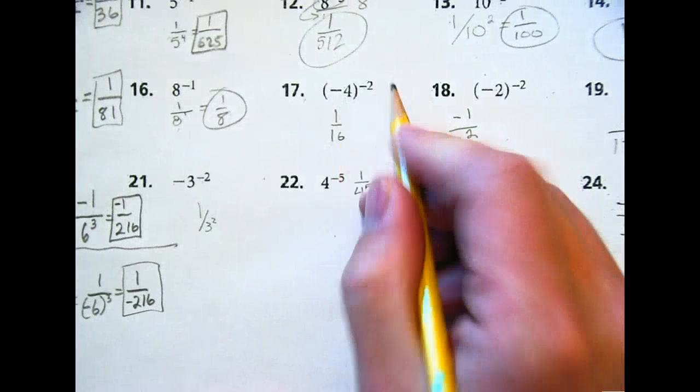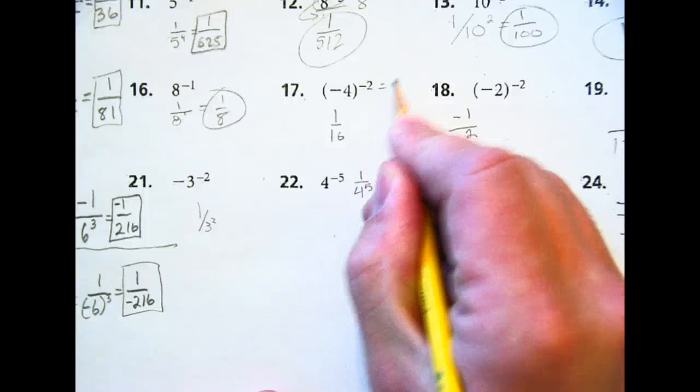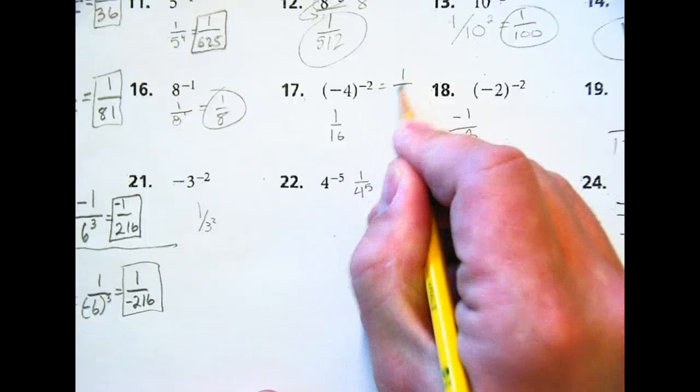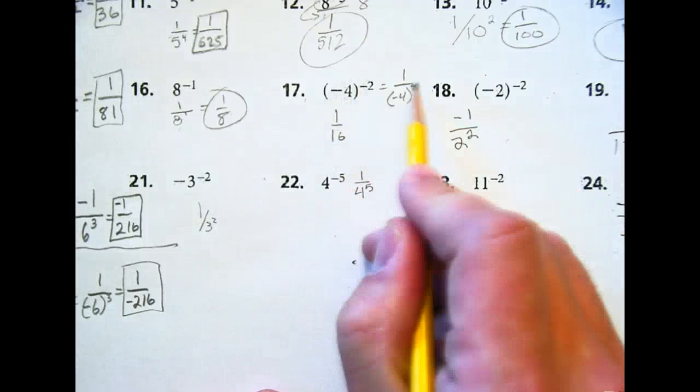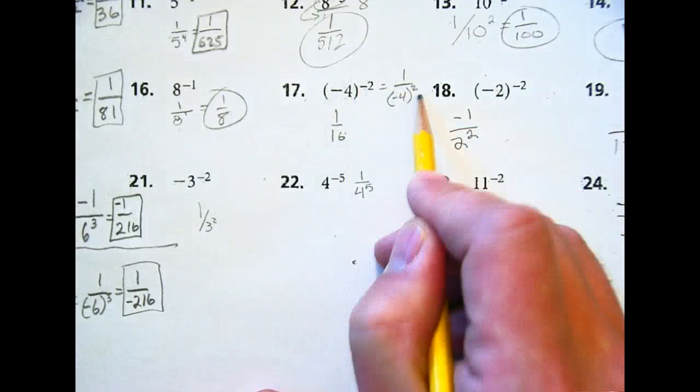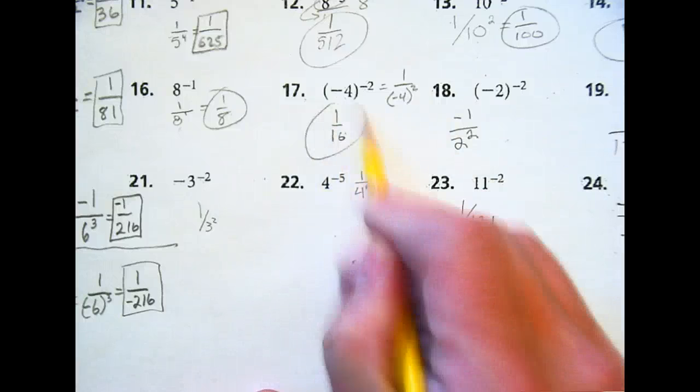18. Notice the negative 4 is in parentheses, so it's 1 over parentheses negative 4 squared. Okay, and that gives us 1 over 16. Negative 4 times negative 4 is 16.